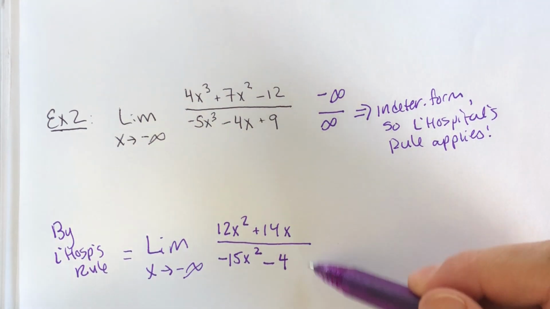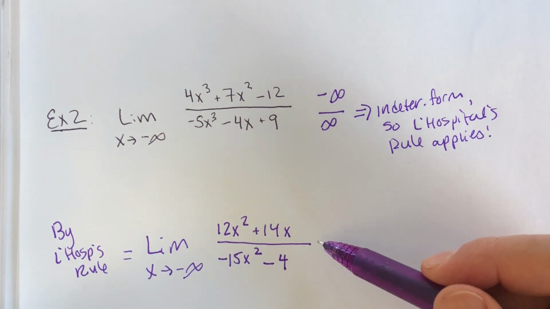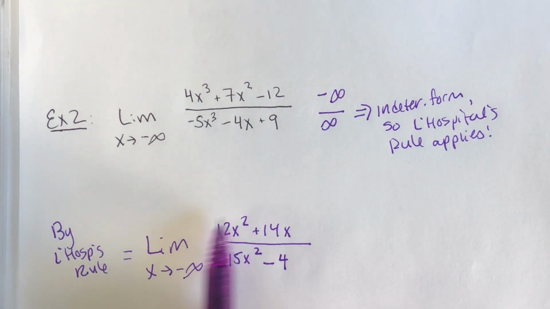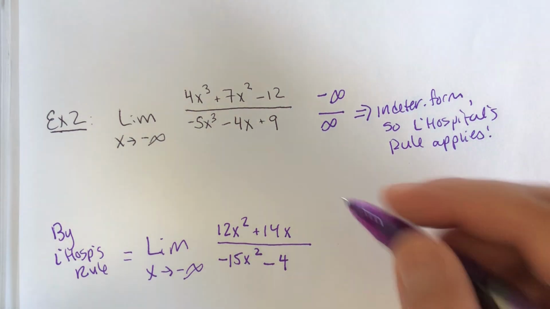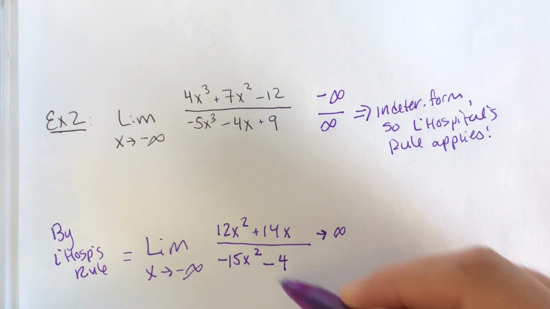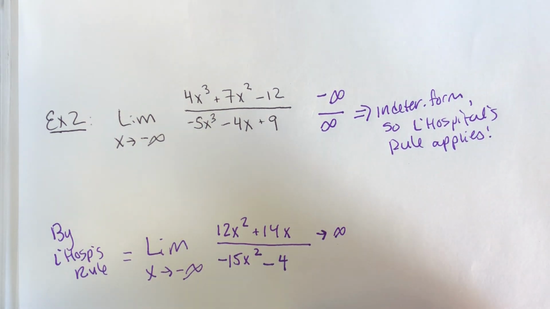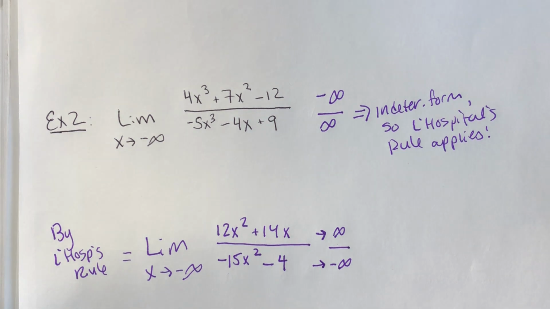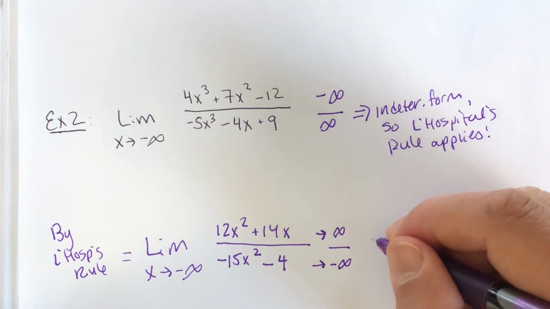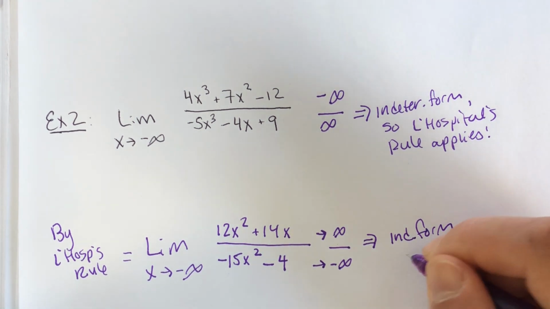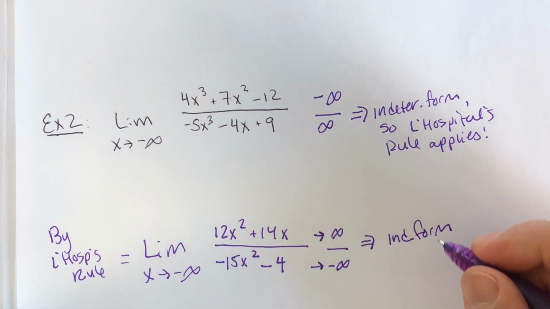Okay, so now again, we check to see, does this limit exist, or do we get an indeterminate form? Well, on top, we've got a quadratic, x squared, and as x goes to negative infinity, this is going to be heading towards positive infinity. On the bottom, we've got a negative x squared function, so this is like an upside down parabola. As x goes to negative infinity, this is going to go to negative infinity as well. Okay, so again, we have an indeterminate form of the type infinity over infinity. But you know what? That means L'Hopital's rule is going to apply again.